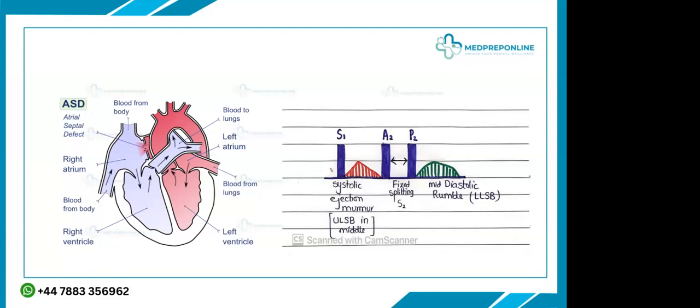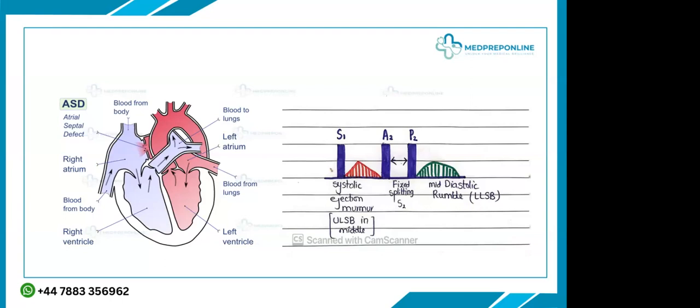So you will hear the splitting of the second heart sound during inspiration as well as expiration in the atrial septal defect. So it is called the fixed splitting of the S2. So they have given the normal splitting of the S2 during inspiration in many scenarios. You must have seen it in past recalls. So that is only just for the confusion.